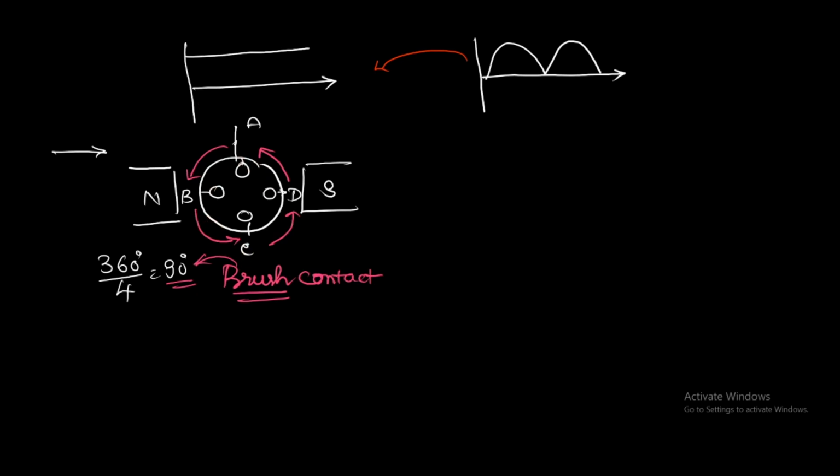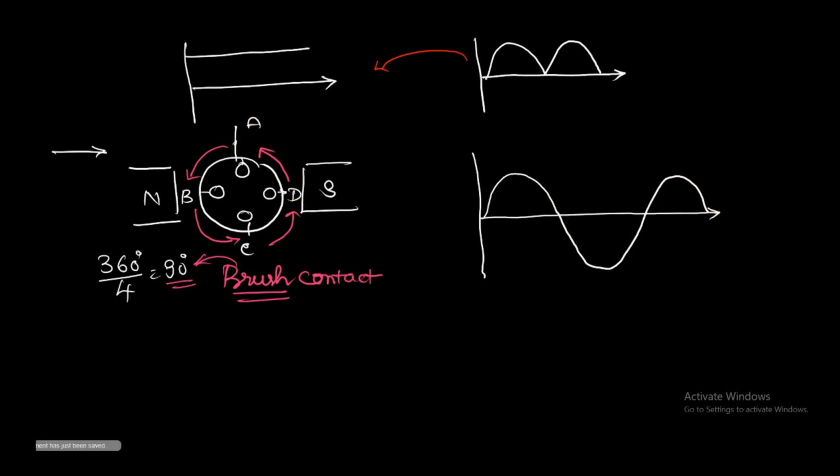So if you draw the waveform of the different EMFs, let us consider A as a reference. So this is the A waveform. Next, after 90 degrees, because it is in contact with B, you are getting the B waveform like this. So this is of B. Next, after 180 degrees you are going to get the C starting here, that is the C waveform.